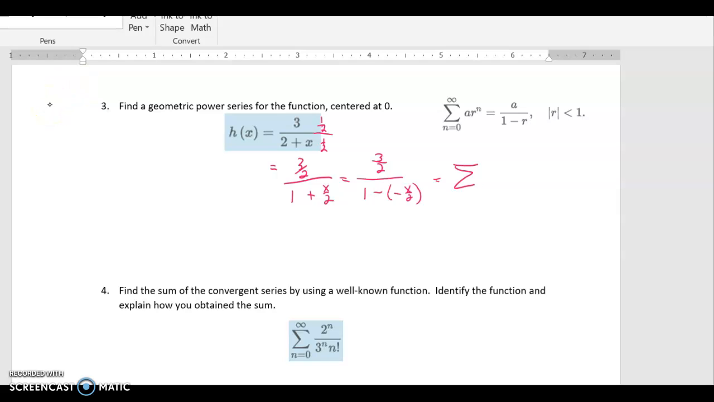All right, so now I can apply this. I have the sum from n equals 0 to infinity. A is my numerator, 3 halves, times r to the n. What's r? It's this value here. And that's it. That's my geometric power series. However, we could probably clean that up. That's going to be an alternating series, right? So usually we like to pull out the alternating part. That's (-1) times x to the n. So I have (-1) to the n times x to the n. That's my numerator. And there's a 3 in there.